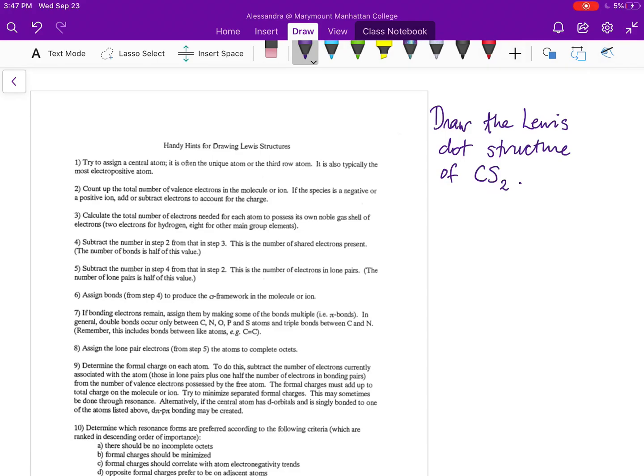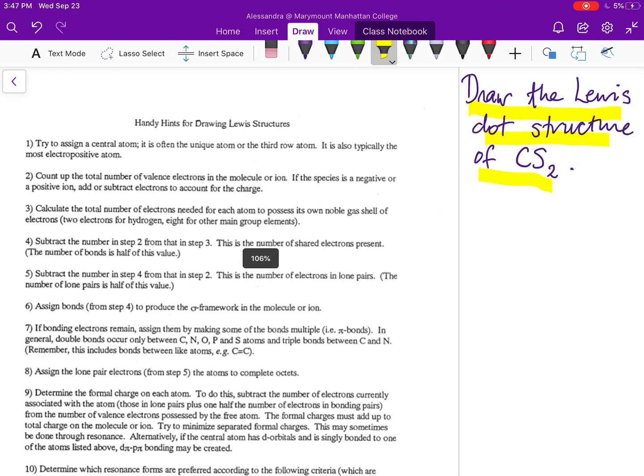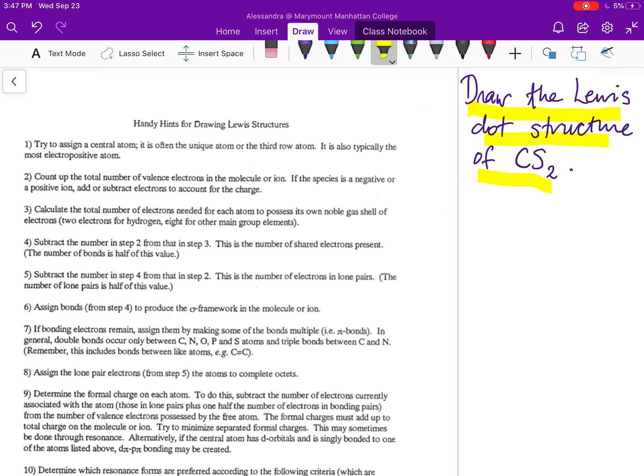All right, let's put our Lewis dot structure drawing skills into practice. I want to do an example where we draw the Lewis dot structure of carbon disulfide. So the way we can do these sorts of problems is to go through the handy hints one at a time. Step 1, try to assign the central atom. It is often the unique atom, and it is typically the most electropositive atom.